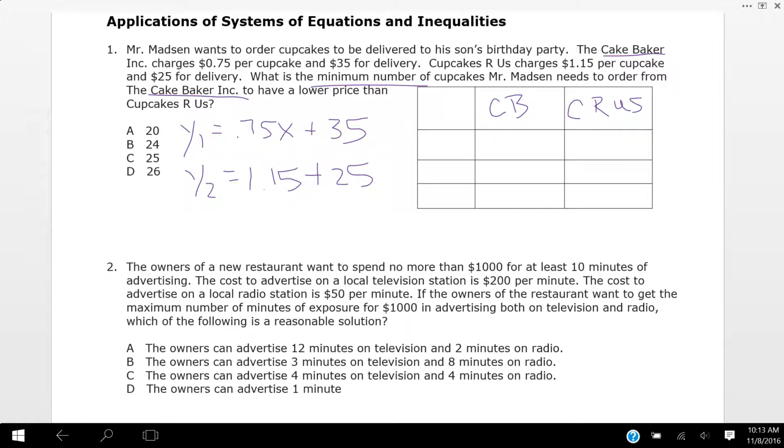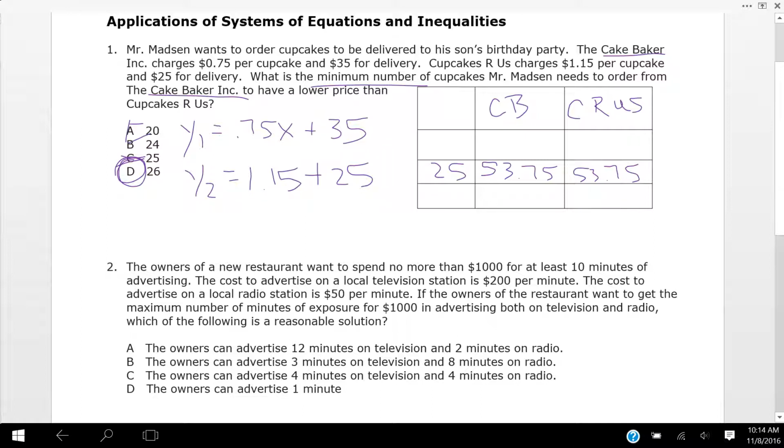And if I do that and I look for the intercept, I find out that x is 25. Then they're both $53.75, which would be when they're equal, not when Cake Baker's is lower. So I'm going to go ahead and look at the table, which is when I push second graph. 24 cupcakes, Cake Baker is more, and 26 cupcakes, Cake Baker is less. So these are not right. It's going to be D, because you have to buy at least 26 before it's cheaper.